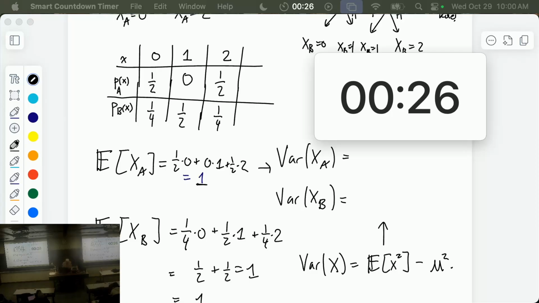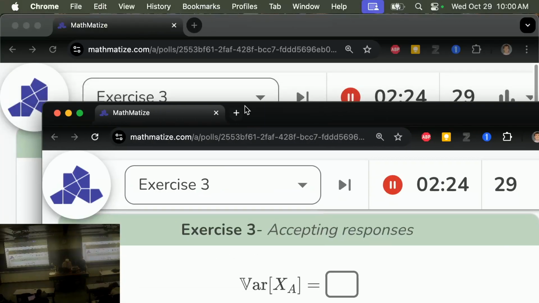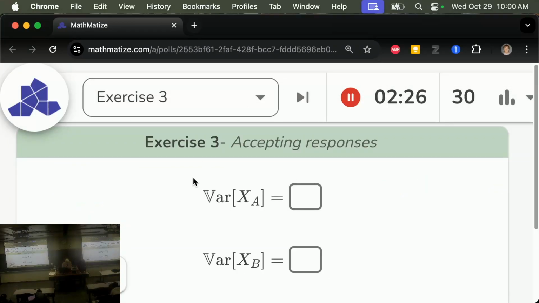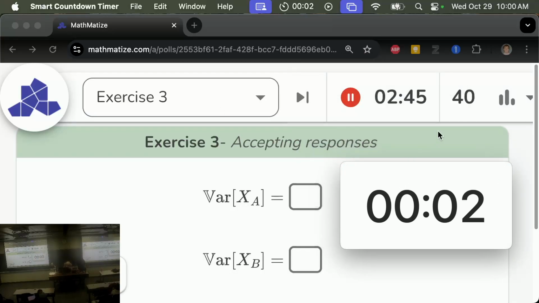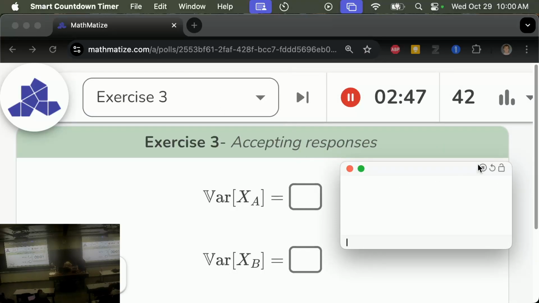OK, there's 30 seconds left. Here's the mathematize. If you haven't put in your answer yet, put in what you think it will be. Okay, time's up. Put in your guesses.